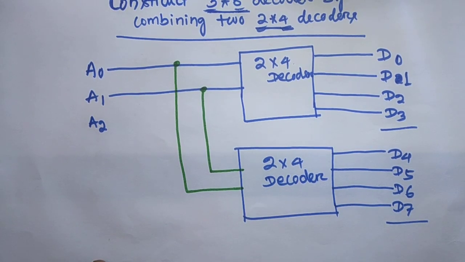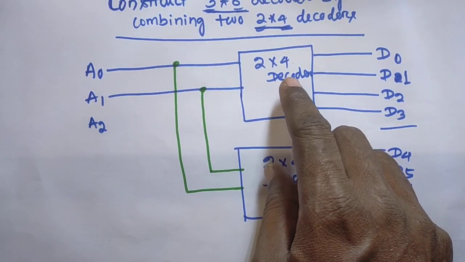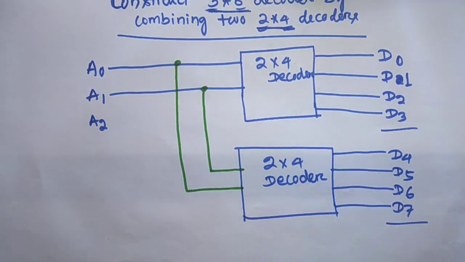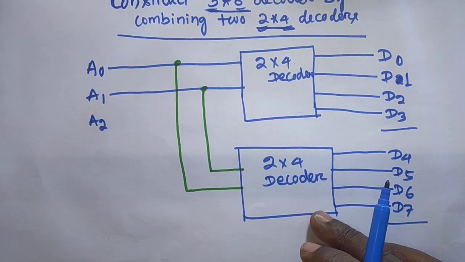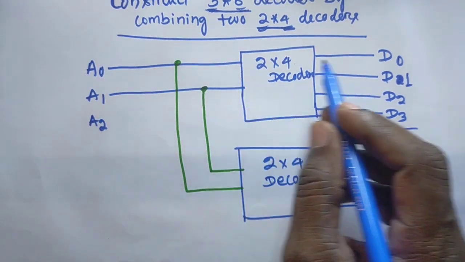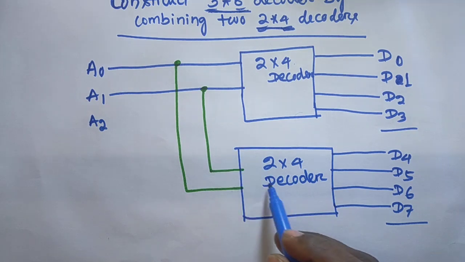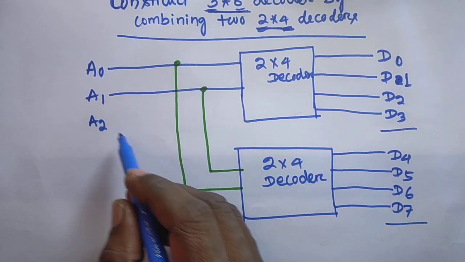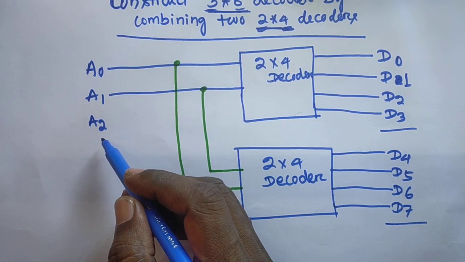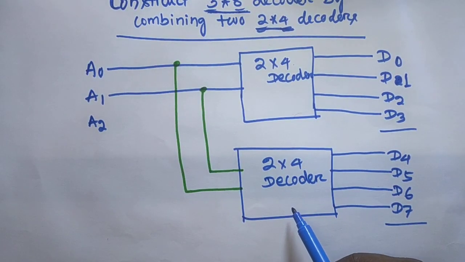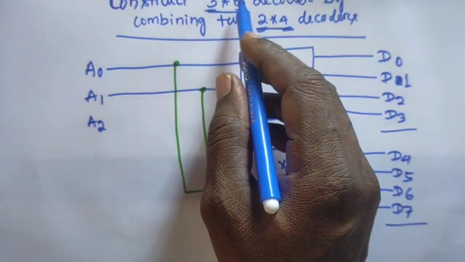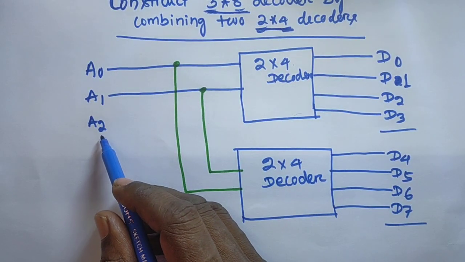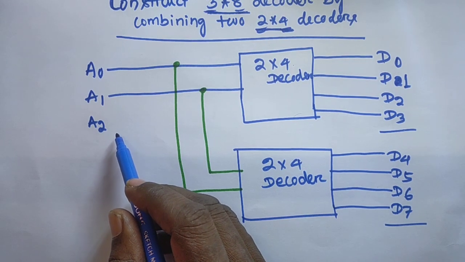Another is, whenever these 2 inputs are provided to the 2 into 4 decoder, and here is the 2 into 4 decoder, it will receive 2 inputs and provide 4 outputs. The inputs are A0, A1. But another input is also needed, because we have to create a 3 into 8 decoder. Since we have to create a 3 into 8 decoder, another input can also be used. How to use that, we will see.